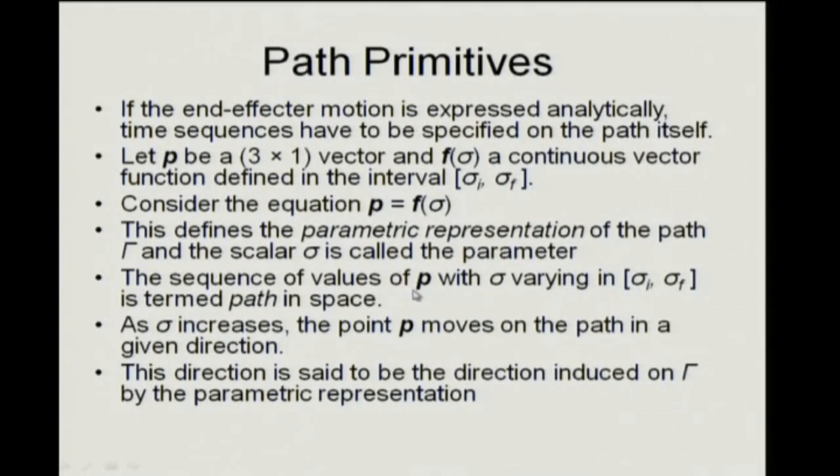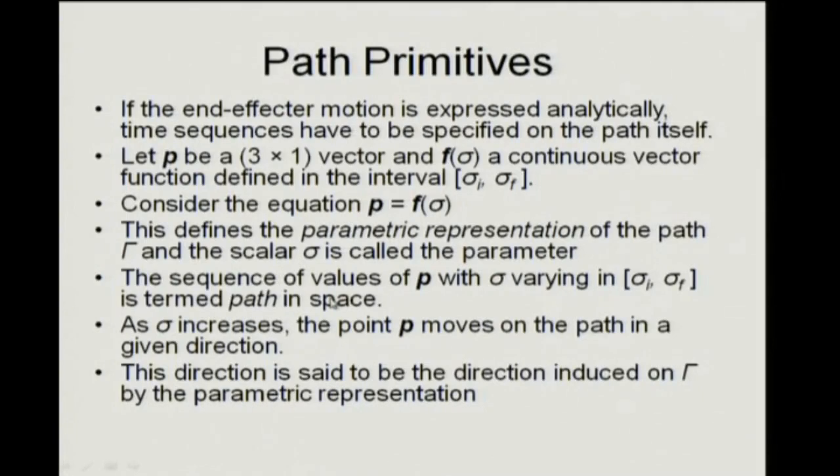Now, these are just formal definitions. P with sigma varying between sigma I and sigma f is called a path in space. So you have a vector field which is parameterized by a single variable, and then you change the variable between some limits, and you generate what is called a path in space. Equally important is the fact that as you increase sigma, the point P moves on the path in a particular direction, and this direction is said to be the direction induced on tau by the parametric representation.